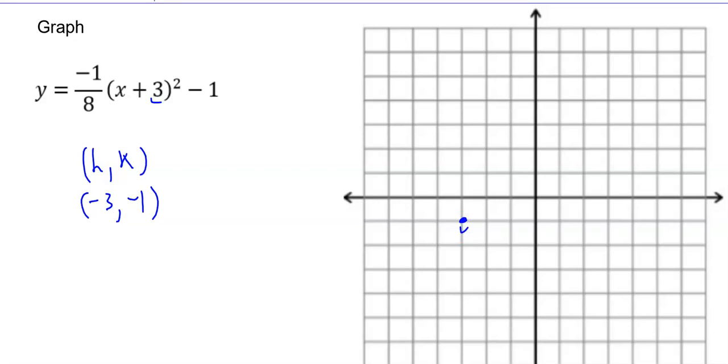And so then, let's see, which direction is this opening? It's definitely opening down, isn't it? So it's either up or down, it's negative. So my focus is going to be right below my vertex. So there's my vertex and my focus.